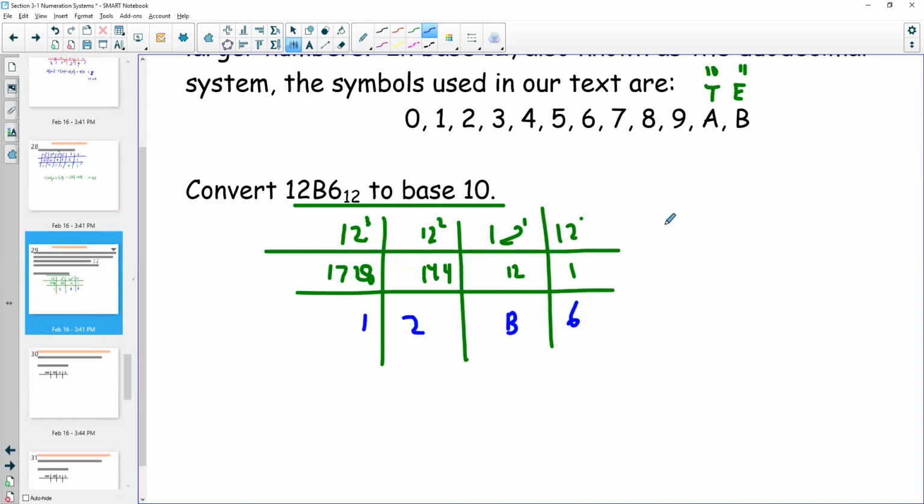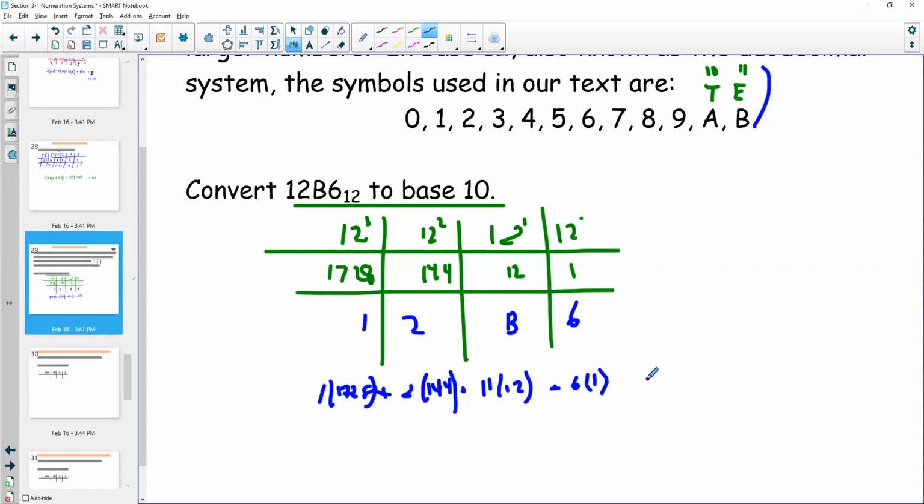But here's the thing. I can figure out what to do with this because I have 6 1s. I know looking up here that B is worth 11. That just means that I have 11 12s. I have 2 144s. I'm going to give myself enough room, I don't think. Oh, barely. And I have 1 1728. And that's it. Don't let the letters freak you out.